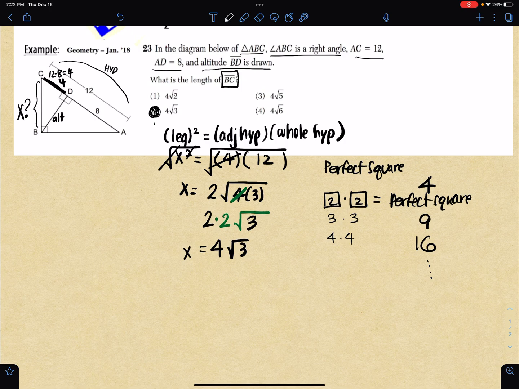Okay, so quick review for those of you who are still confused. Leg squared. So once again, this was my leg. And let's say the hypotenuse is ganging up on me. Oh no, so I'm going to kick the one that's next to me first. So this is the adjacent part of the hypotenuse times the whole hypotenuse.